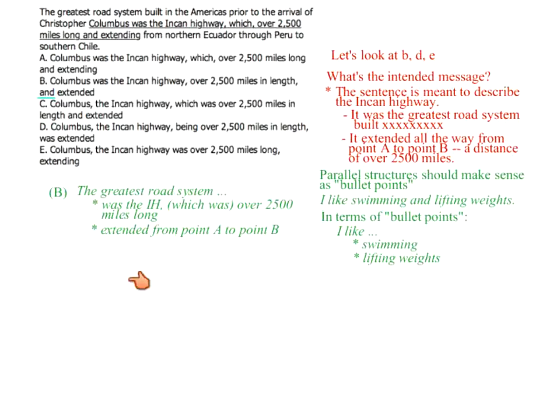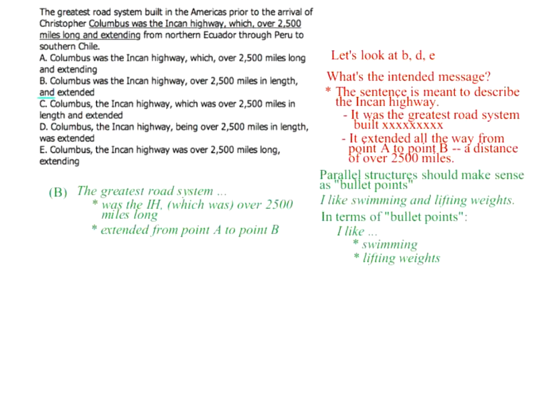I mean, there's two issues here. The first is that was the Aiken Highway and extended this far. Those are not things that make sense in parallel, because one of those is the name of the road system, and one of those is where it went. These are totally separate kinds of things that don't make sense as parallel structures. So that's the first issue there.